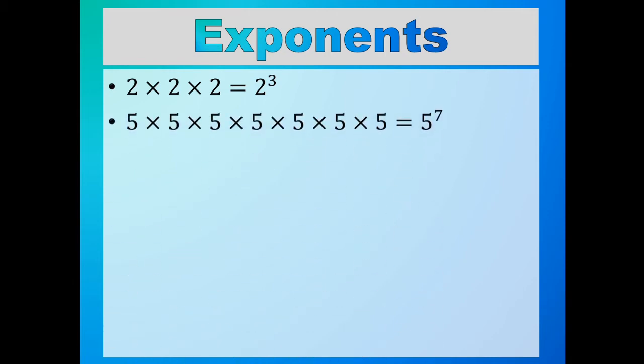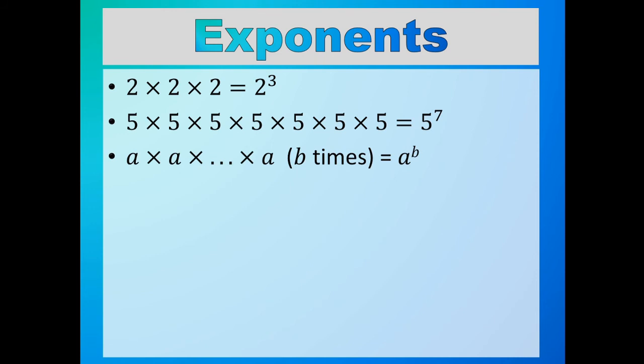5 times 5 times 5 times 5 times 5 times 5 times 5. We have 7 5's. We are using repeating multiplication, and that is equal to 5 to the 7th power.